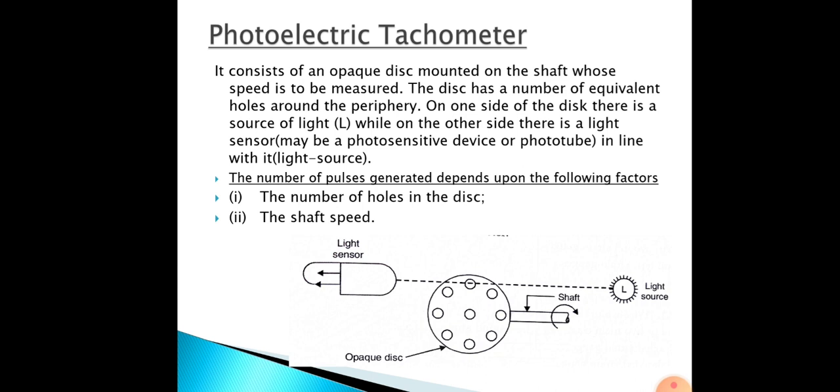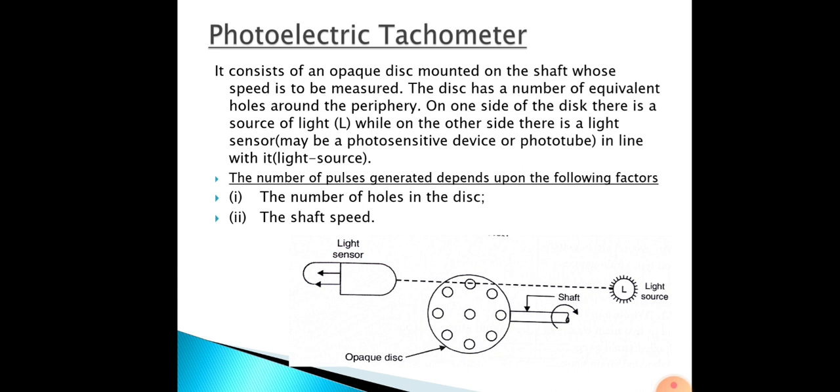At one end there will be a light source, and at the other end there will be a sensor, that is your light sensor. When you rotate the disc, holes and opaque portions of the disc come alternately between the light source and the light sensor. When a hole comes in between the two, light passes through the hole and falls on the light sensor. With the result, the output pulse is generated.